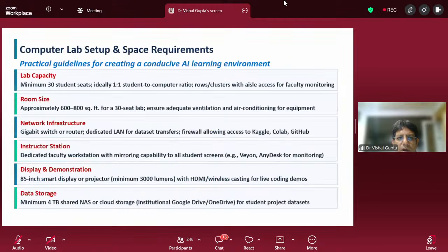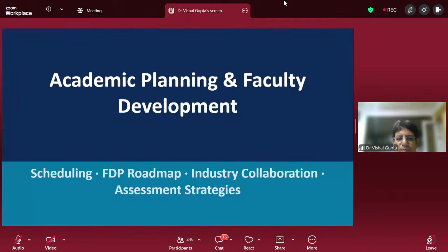Again, computer lab setup: 30 students should be there, room size 600 to 800 square feet. Different routers should be there. You should have an instructor station, display and demonstration, and data storage.